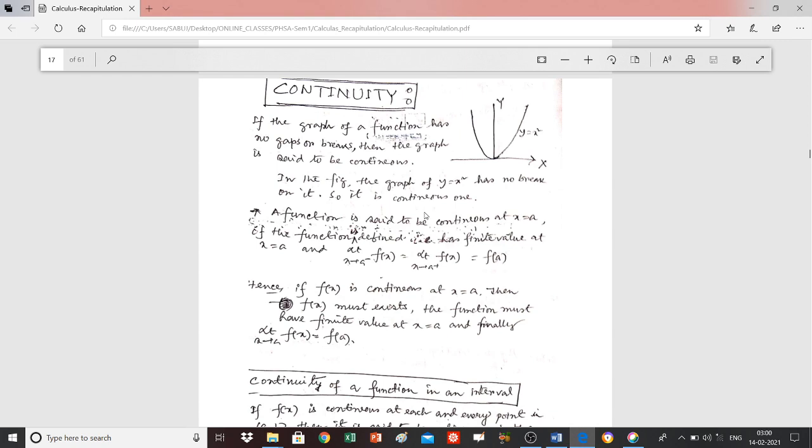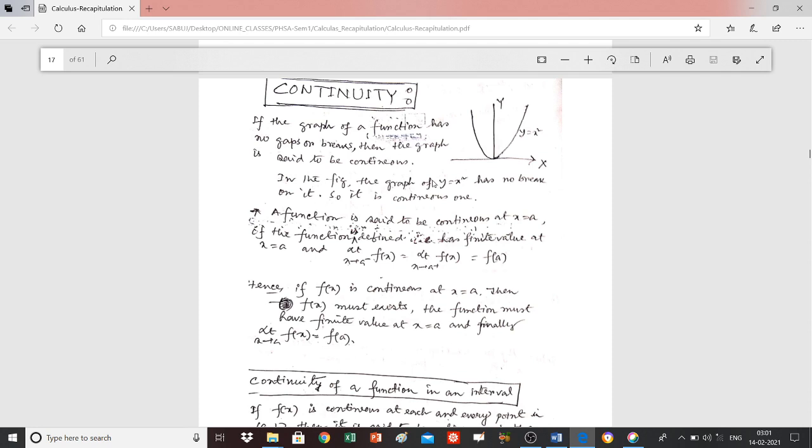If you have a function f(x) and it is plotted on a graph, and the graph has no breaks on it, that is, it is continuous everywhere, then the function is said to be continuous everywhere. For example, here is the graph of the equation y equals x squared. In this case, y is a function of x. And see from this figure that this graph has no breaks anywhere. That means it is completely continuous. So the function y equals x squared is said to be continuous.